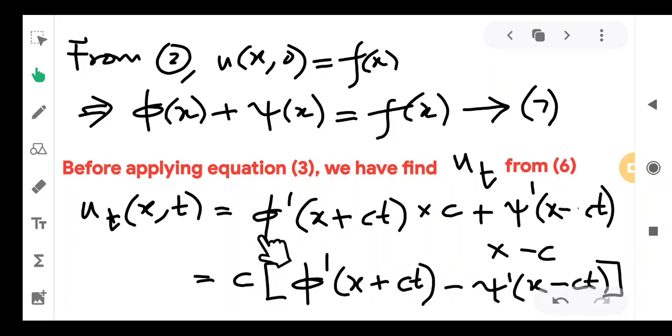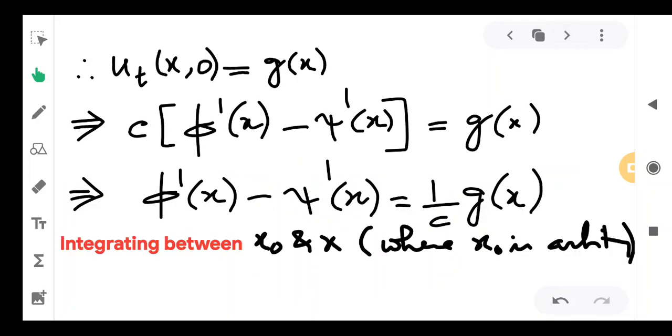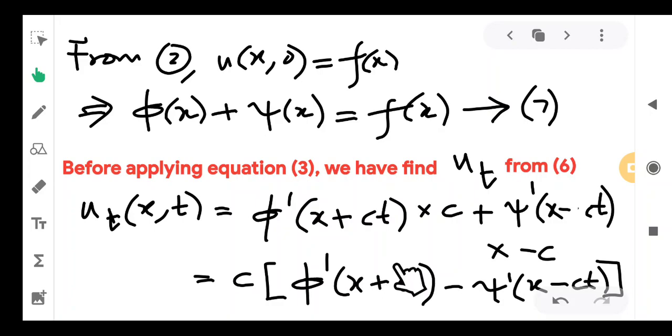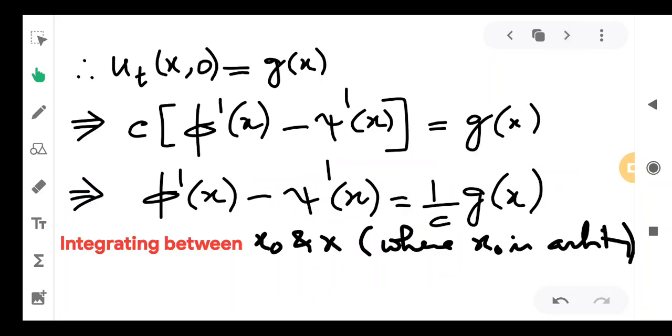Now here you put t equal to 0. t equal to 0 means u_t(x,0), which will become g of x, and the other side, when you put t equal to 0, will become simply phi dash of x minus psi dash of x. Therefore, c into (phi dash x minus psi dash x) is equal to g of x. Therefore, you can divide by c, since c is not equal to 0. Phi dash x minus psi dash x is equal to 1 by c into g of x.